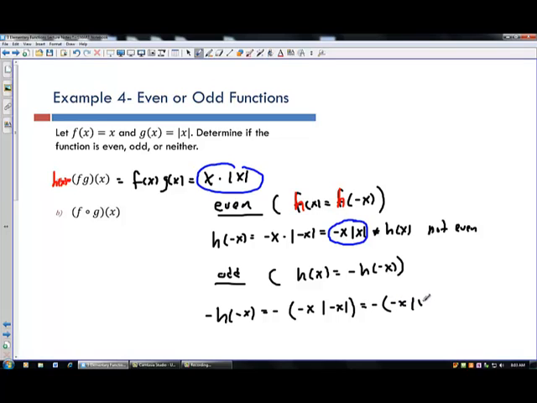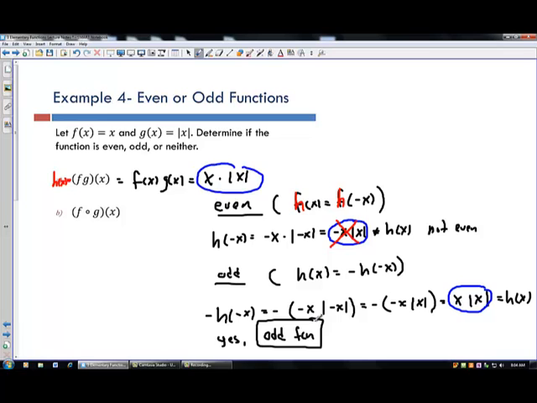And then, of course, the absolute value, you can just drop off that negative sign in there. The absolute value doesn't care about that. And then that's equal to, a negative is a positive, so you get x times the absolute value of x. And these two things, whereas they weren't equal here, they are equal here. Right? x absolute value of x, x absolute value of x. So you get it equal to h of x in the end. So this must be an odd function. So odd. Yes. Odd function.